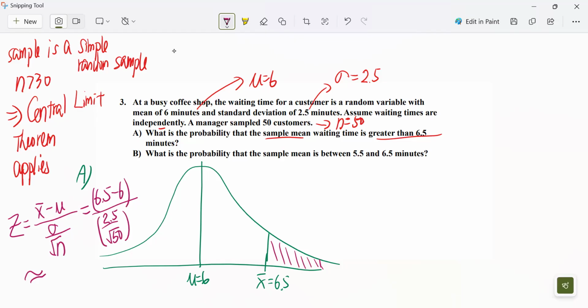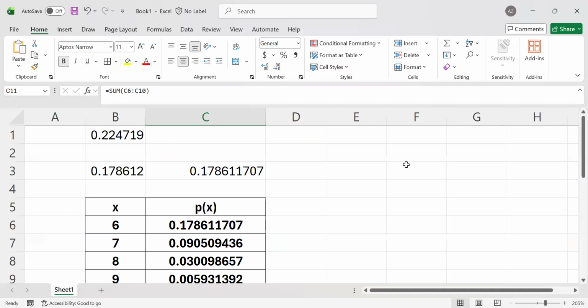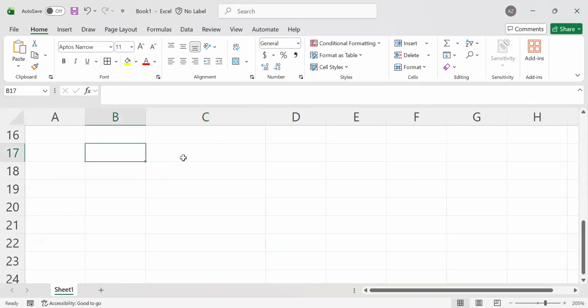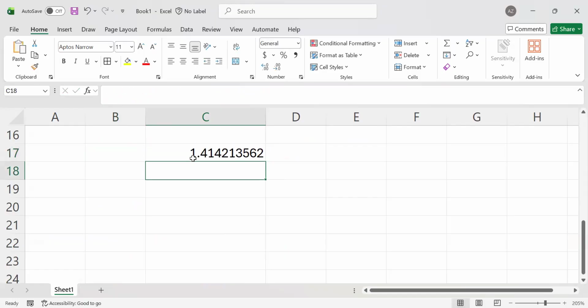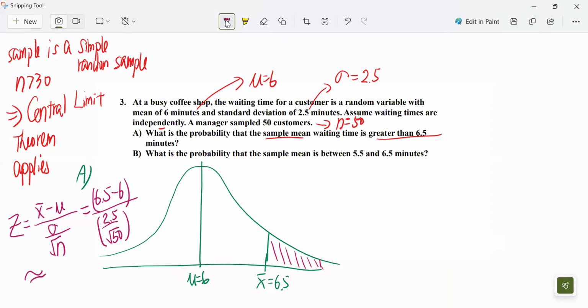Again, we use Excel. So 6.5 minus 6. You can also try it in your calculator. You're allowed to use a calculator in the final exam. And then we get a z-score of 1.41, to 2 decimal places. Approximately 1.41.